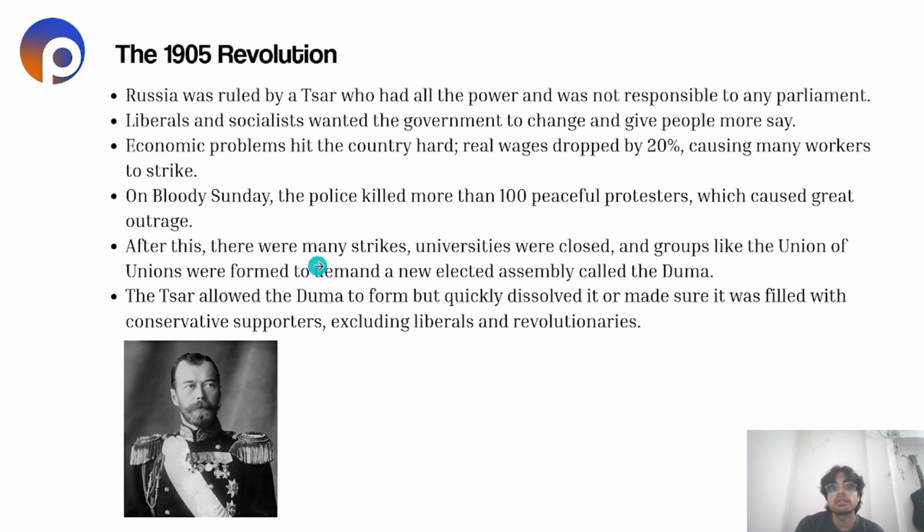After this, there were many strikes, universities were closed, and groups like the Union of the Unions were formed to demand a new elected assembly called the Duma. So people started demanding that there should be a Duma, which would be a new elected assembly.